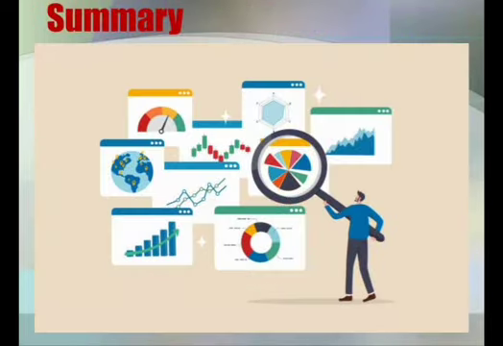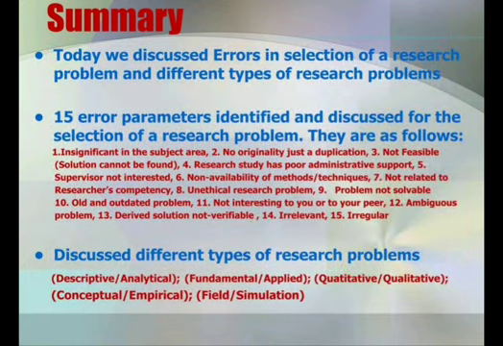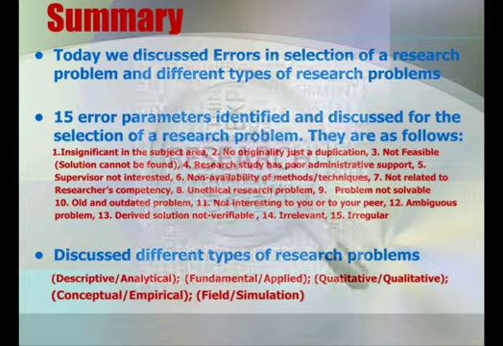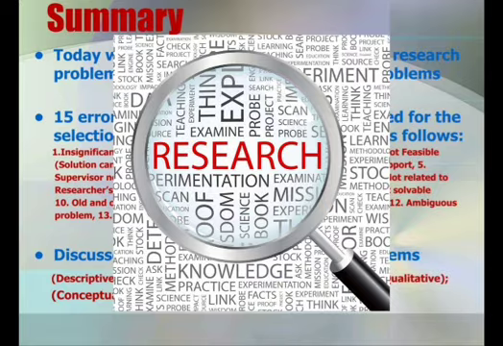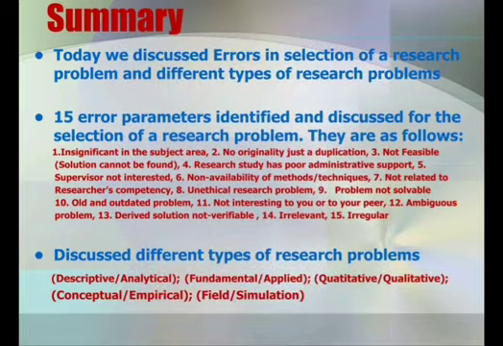This slide summarizes all the key points in today's discussion. We discussed errors in selecting research problems and identified 15 important error parameters. We also studied different classifications of research problems such as descriptive and analytical, fundamental and applied, quantitative and qualitative, conceptual and empirical, and field versus simulation studies. These concepts are very important for conducting systematic and effective research in engineering.